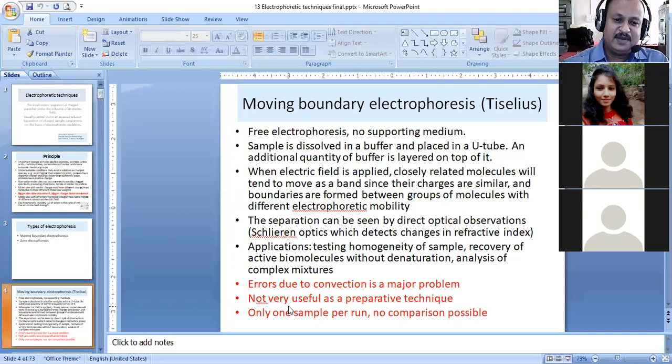Okay. Then the next important drawback of this method is that it is not a very useful tool as far as the recovery of the sample components is concerned. I've used the term preparative technique. What is the meaning of a preparative technique? Anybody remembers from your BSc knowledge that you have already got?